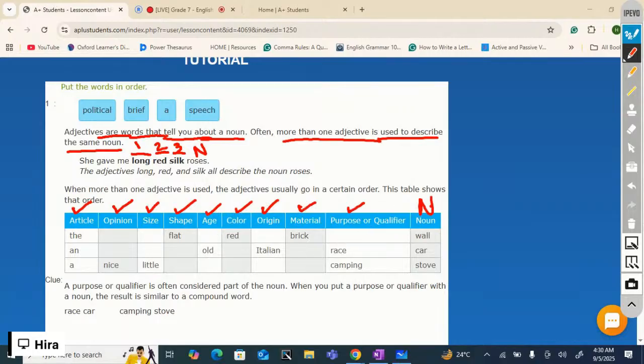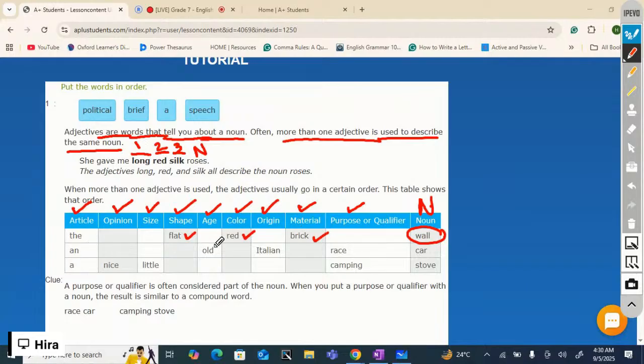Purpose or qualifier is often considered part of the noun. When you put a purpose or qualifier with a noun, the result is similar. Like race car, you consider it as a noun. Camping stove, you consider it as a noun, although camping is a purpose or qualifier. So, if you read this first example, the flat red brick wall, the noun is wall. The flat is about shape, red is color, and brick is material. You cannot write the brick flat red wall. It's wrong. You have to write shape first, then color, then material.